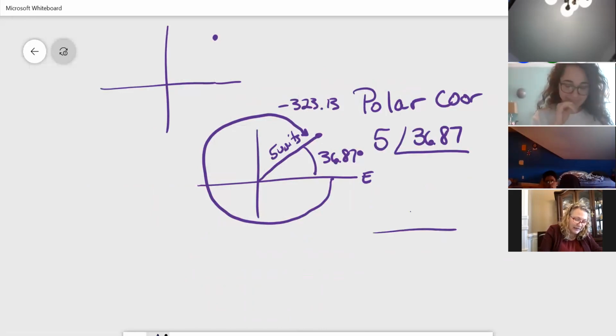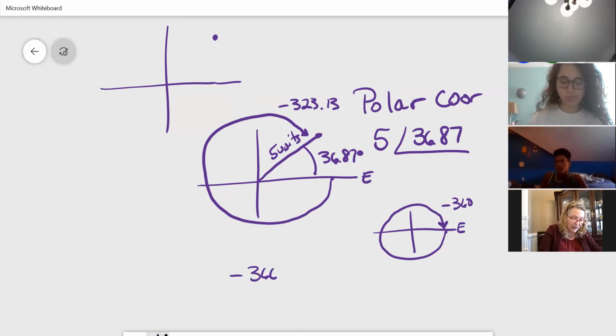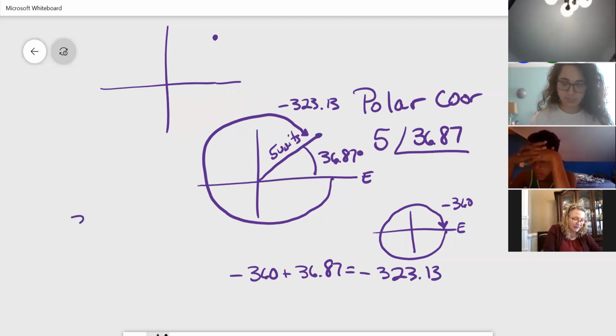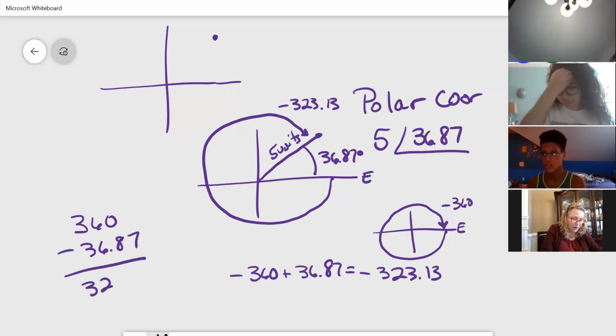Okay, and I just wound up finding that by the fact that we look at it as if I'm here at east, and if I start here and I go around this way, my circle is negative 360 degrees, right? Okay, so I'm going to have that negative 360 degrees, and this positive 36.87 is going to give me this negative 323.13. Of course, you're going to wind up just taking 360, you're going to subtract the 36.87, you're going to come up with 323.13. But then you got to remember the fact, okay, that's the negative degrees.